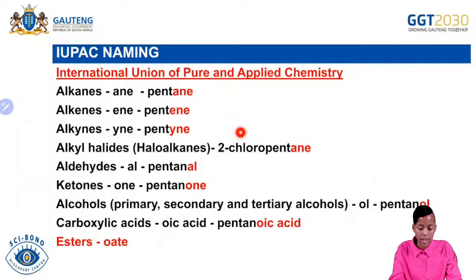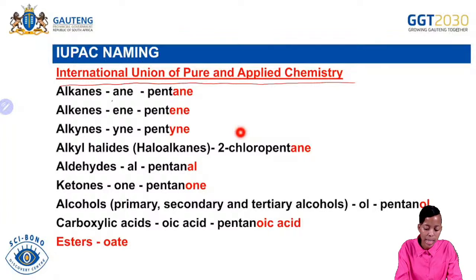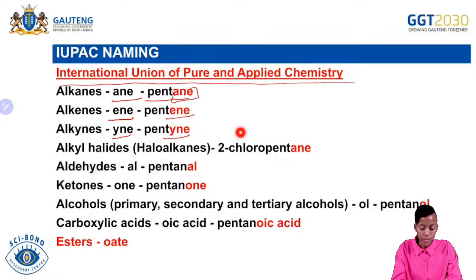Then IUPAC naming. So IUPAC naming means what? International Union of Pure and Applied Chemistry. And then for the alkanes, you need to know the name ending is ane. So for example, if we had a pentane, then the name ending as highlighted would be ane. Alkene, the name ending is ene. Alkyne, triple bonds, the name ending is yne.